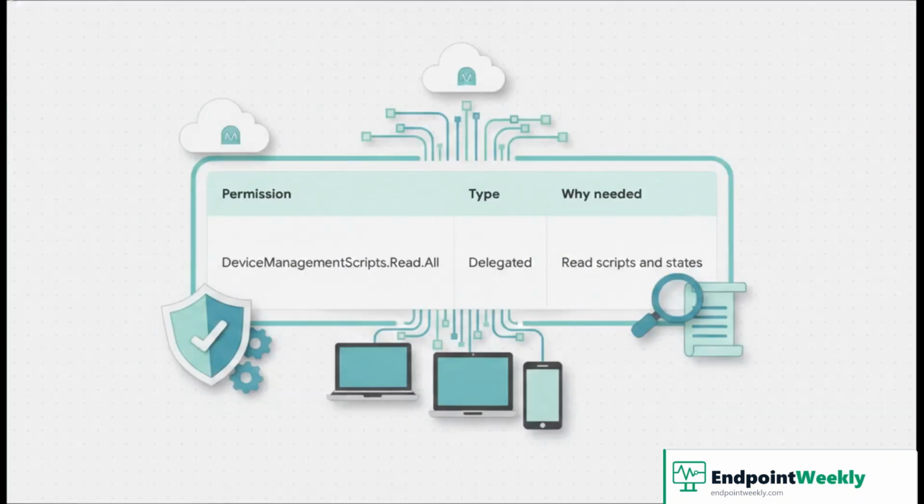Okay, so when you first sign into the Graph Explorer using an Intune administrator or global reader account, you absolutely must ensure this specific permission is consented to. Just click Modify Permissions in the left panel and double-check for DeviceManagementScripts.Read.All. This is what actually authorizes you to read the proactive remediation scripts and those highly detailed device run states.